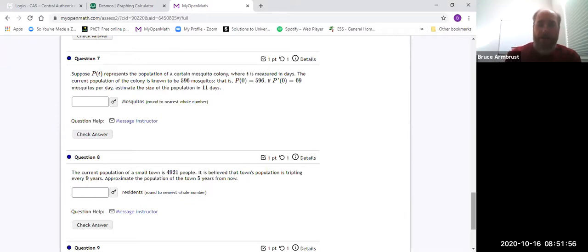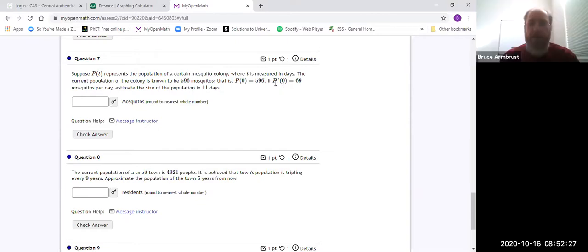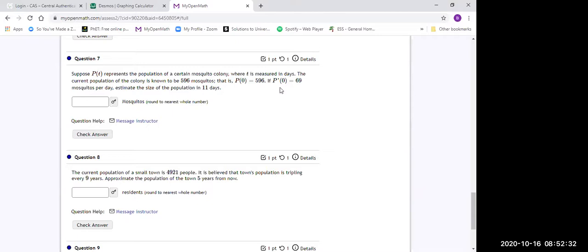So let's look at the information that they gave us. Obviously, when they write P of 0 equals 596, that's saying at time 0, right now, there are 596 mosquitoes. But then it says P prime of 0 equals 69, so 69 mosquitoes per day. What does that mean? What does P prime of 0 mean? The derivative at 0. So that's like right now, that's the derivative.